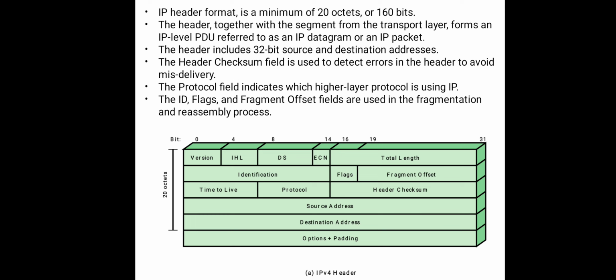Then we have the IPv4 header. From the bottom we have options plus padding, then destination address, then source address, then time to live, protocol, header checksum, then identification, flags, fragment offset, then version, IHL, DS, ECN, total length.